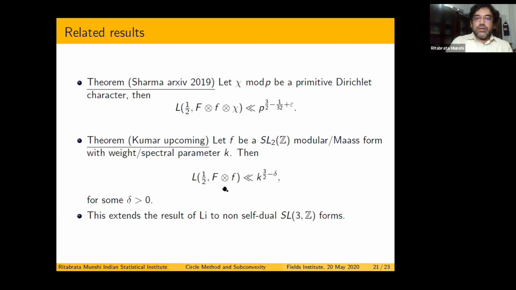And then my other student is working on this problem, and he's still writing it down. So he's looking at the spectral parameter. So capital F is fixed and small f is varying, and suppose small f is a modular form of weight k, then k to the power 3/2 is the convexity bound, and he's getting something like k to the power 3/2 minus delta for some delta positive. Okay, so recall that Lin's famous result gives such a subconvex bound where capital F is self-dual or a symmetric square lift of a GL2 form, but this result will be true for any GL3 form, not necessarily self-dual.